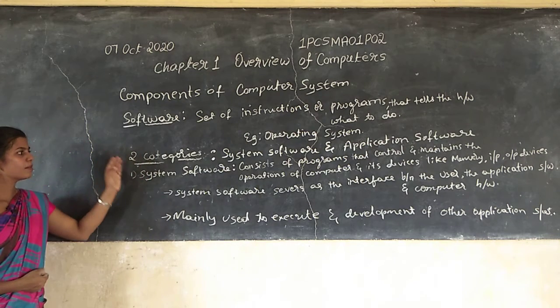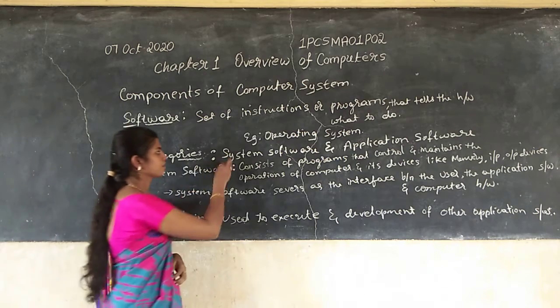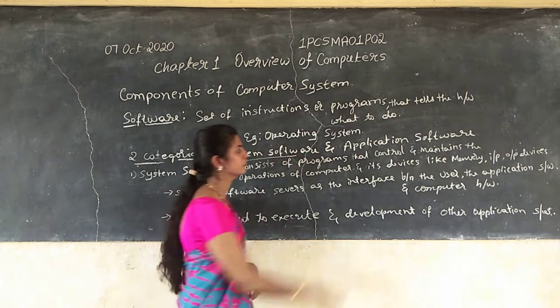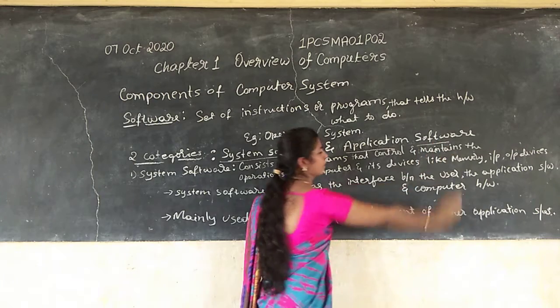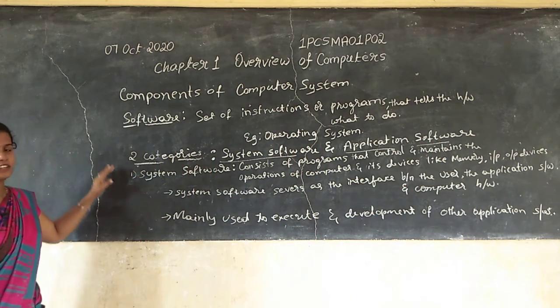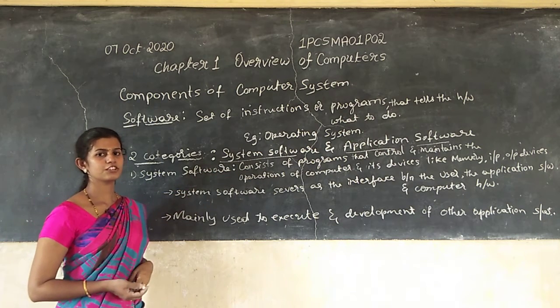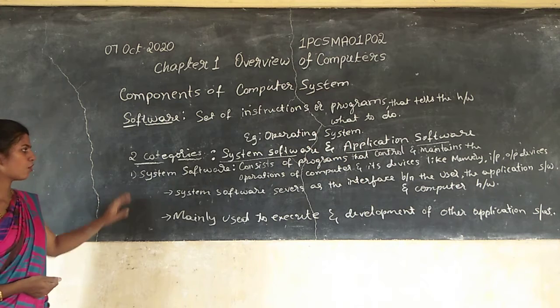There are mainly two categories in software: system software and application software. These are very important. Software consists of two categories, system software and application software. What is system software?